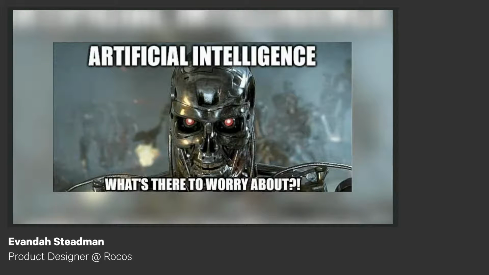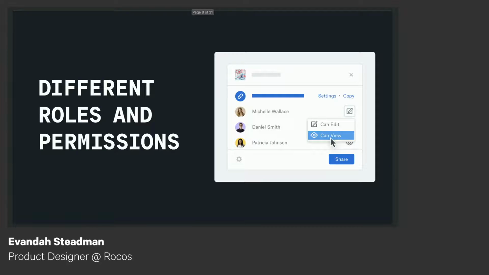Because this is literally what people worry about. Every time I say we work with robots, it's just like, oh no, they're going to take over the world. And in a nutshell, what we're trying to design is a feature that enables roles and permissions, that's basically it, right?